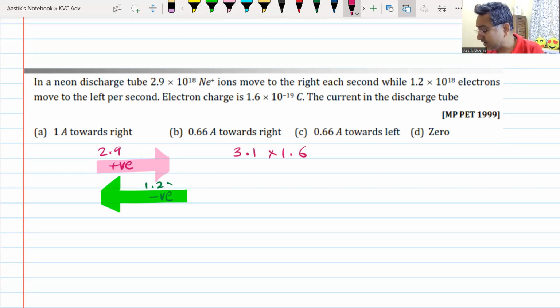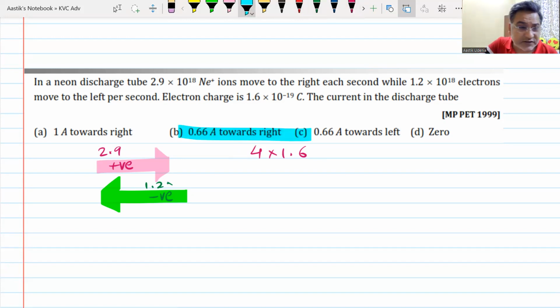This is the current towards right. So you have to multiply 3 by 1.6. So it's not 3. It is 2.9 plus this, which is 4.1. So you have to multiply 4 by 1.6, and you will end up with something like 0.6466, and that is your answer. You have to do it quickly. You have taken a lot of time to do it. Do we understand this? How this is to be done? Understood, sir.